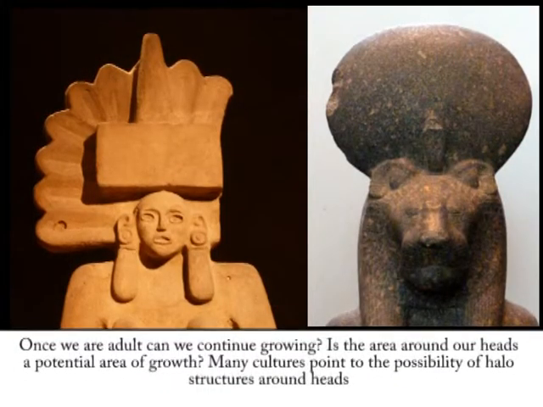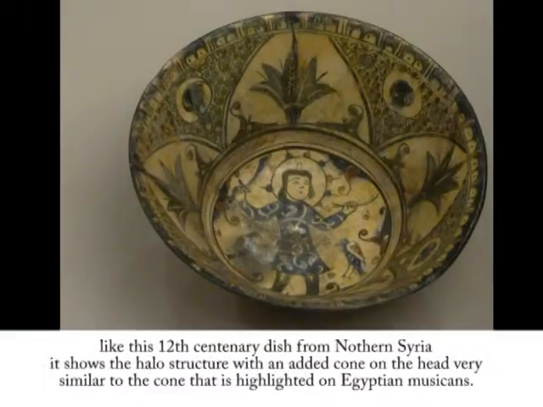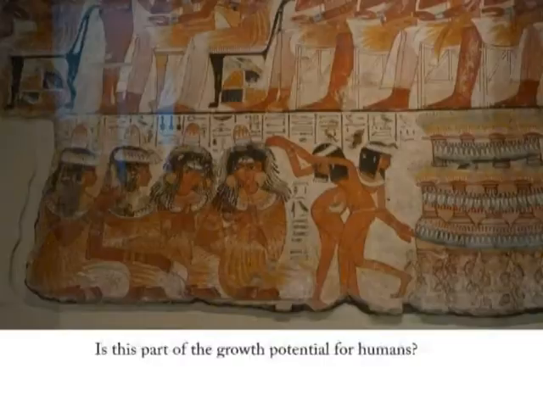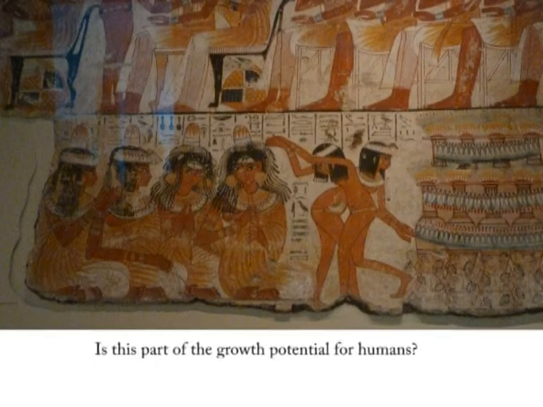Once we are adult, can we continue growing? Is the area around our heads a potential area for growth? Many cultures point to the possibility of halo structures around heads, like this 12th century dish from northern Syria. It shows the halo structures with an added cone on the head, very similar to the cone that is highlighted on Egyptian musicians. Is this part of the growth potential for humans?